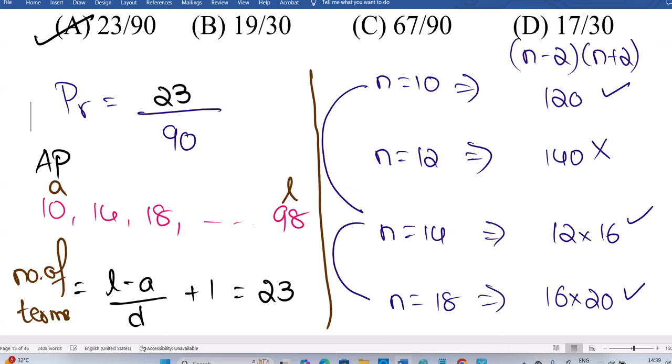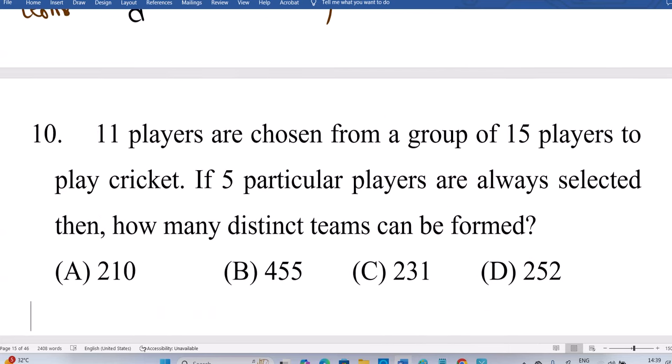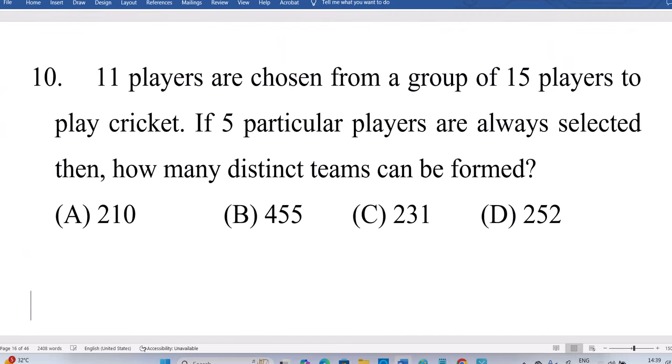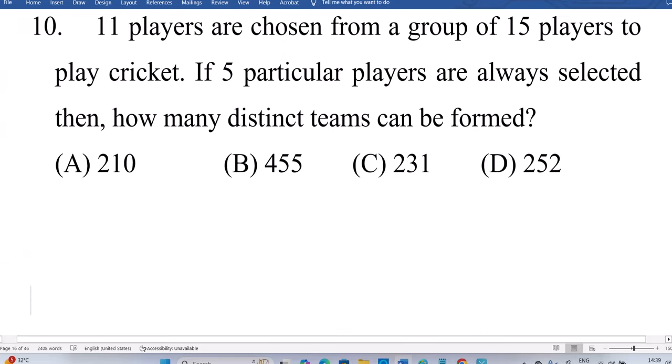Okay. Let's see the next question here. What topic? This one. I said one question guaranteed from combination, one minimum from probability. You can find that now. 11 players are chosen from a group of 15 players to play cricket. Now again, yesterday's memories will come to mind, so let it be. Okay, now let's focus. See, 5 particular players are always selected. Then how many distinct teams can be formed?